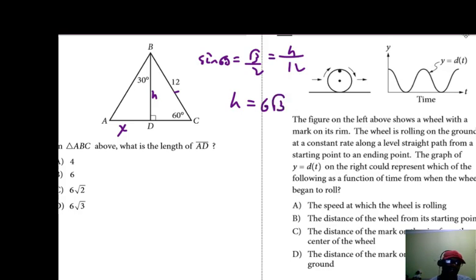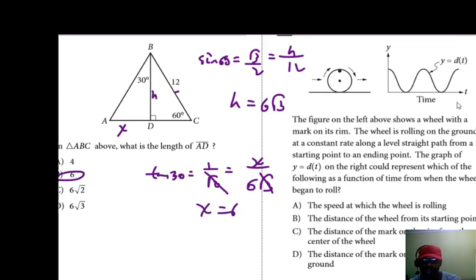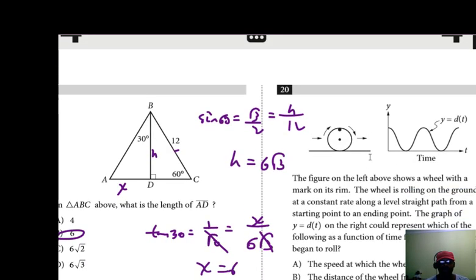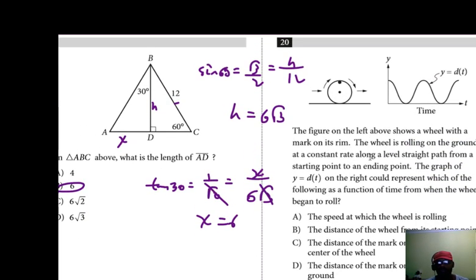Good. So let's use tan here. Okay, tan 30, which is 1 over root 3, is opposite over, no, adjacent, because we're using tan. So x over 6 root 3. When you cross multiply, the root 3 will cancel out, so the value of x will be 6. Okay.